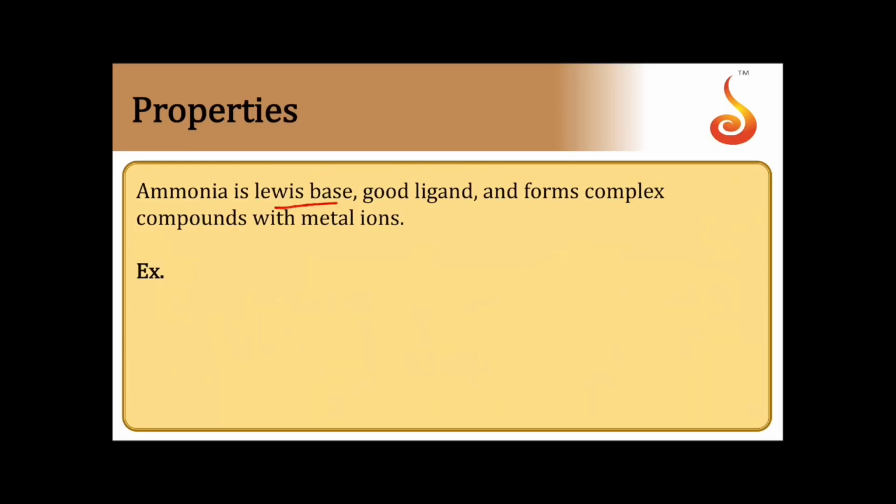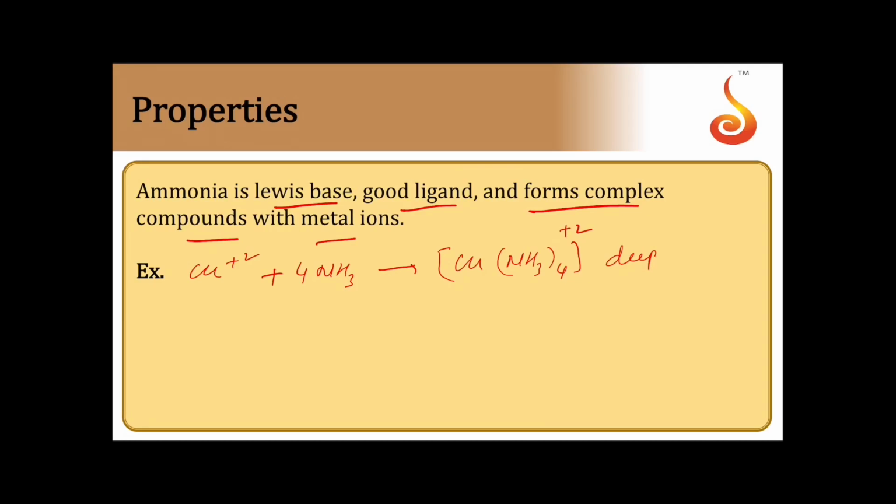Ammonia is a Lewis base and a very good ligand and forms complexes with metal ions. For example, if you take copper sulfate, it reacts with ammonia and forms a complex, Cu(NH3)4, which is deep blue in color. So it acts as a complexing agent, and ammonia is an electron pair donor.